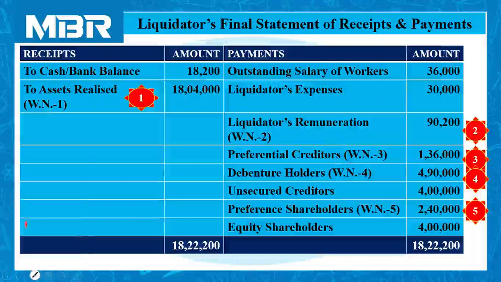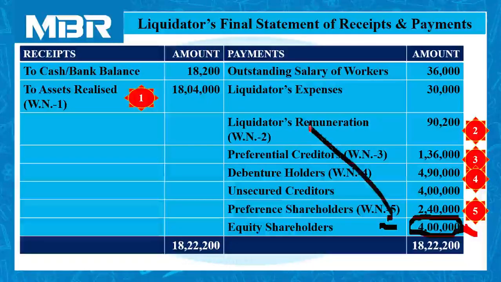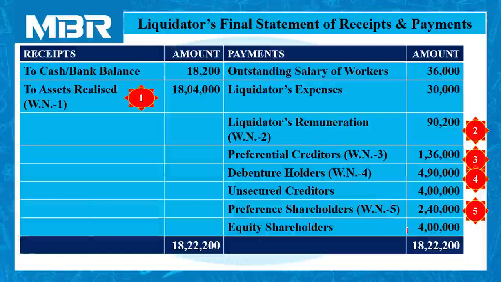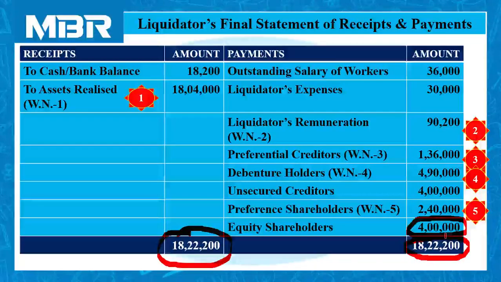After making payment to the preference shareholders rupees 2 lakhs 40,000, now it is time to pay amount to equity shareholders. I have completed calculation of equity shareholders over here, and amount paid to equity shareholders over here is rupees 4 lakhs. This is a balancing figure. How to calculate this balancing figure? Let me explain in just a quick view. Total of the receipt side 18,22,200, same as a total of the payment side 18,22,200.